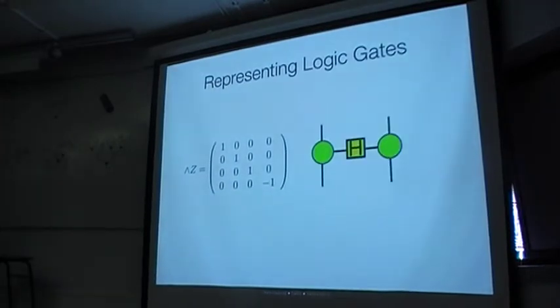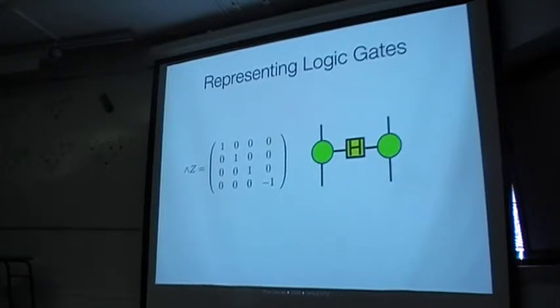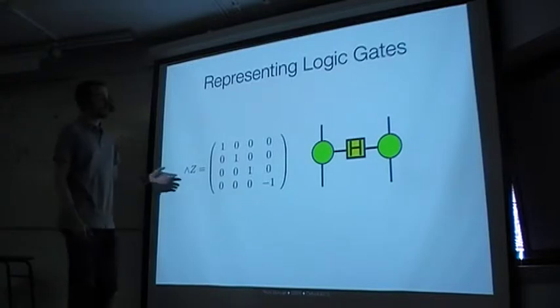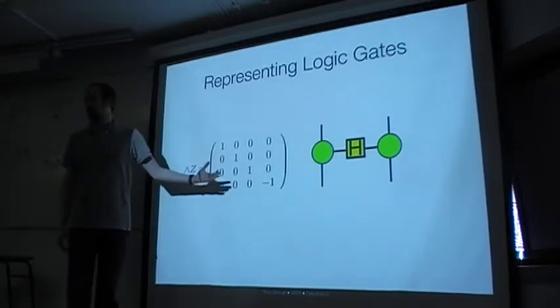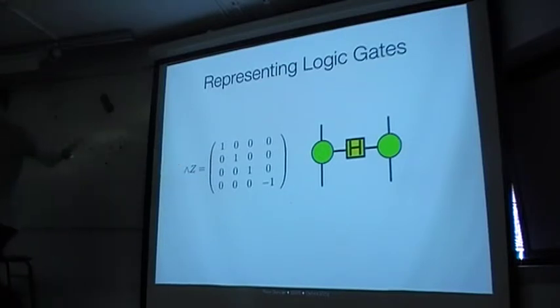And using my color changing rule, I can replace it with this. So now you can immediately read from this picture a very simple property of this Hadamard: it's symmetric in its inputs, because the picture is symmetric.